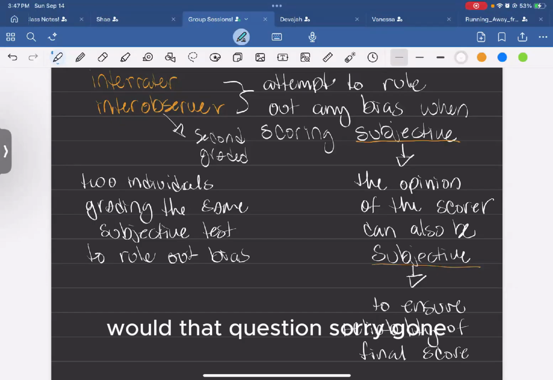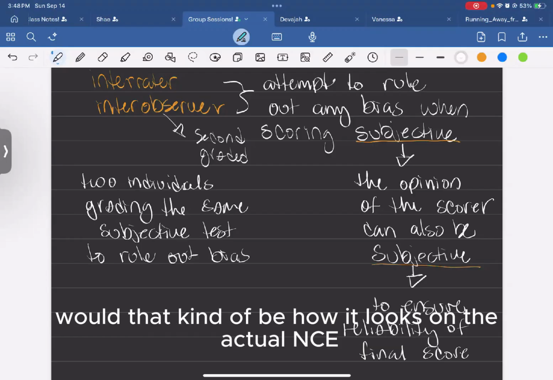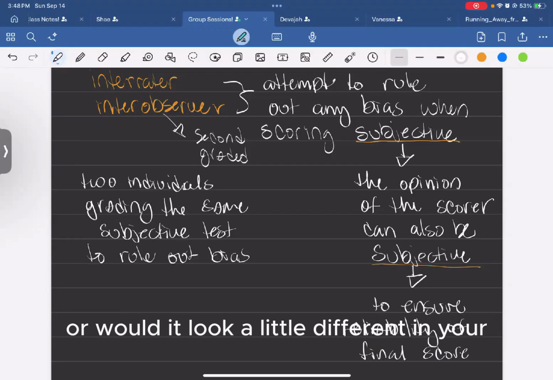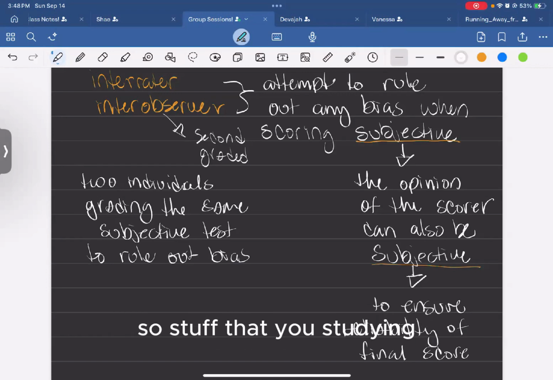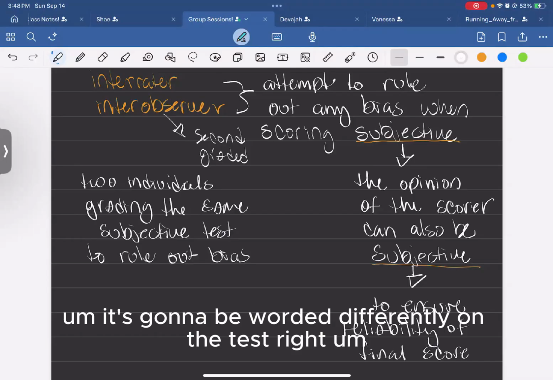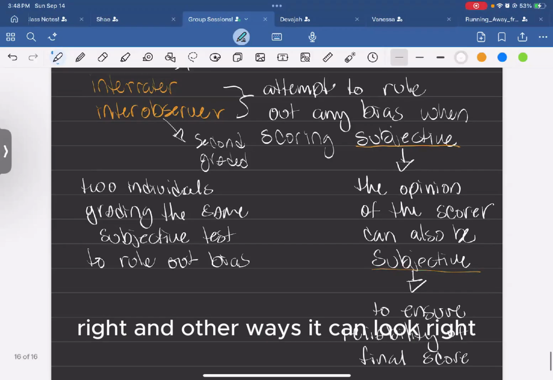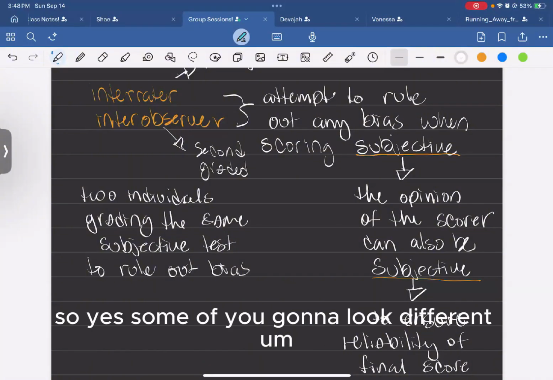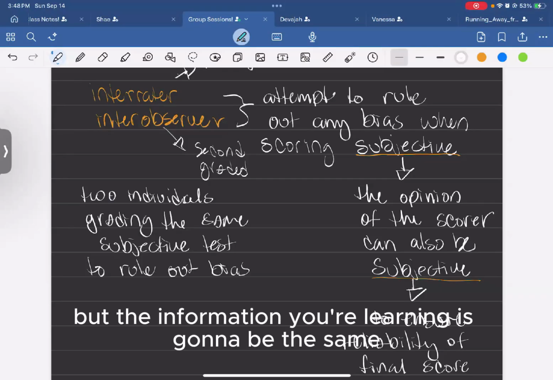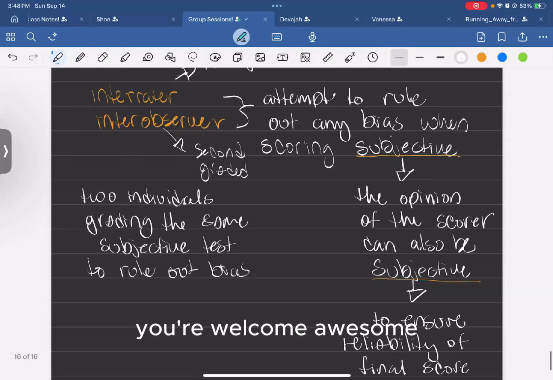Would the question we just answered be how it looks on the actual NCE, or would it look a little different in your experience? So I'm going to tell you, it's going to look different. Stuff that you're studying is going to be worded differently on the test. The idea is to understand the terms and other ways they can look. Even with this one, iterator and observer is checking for reliability of the scores. So it's definitely going to look different, but the information you're learning is going to be the same. Did I answer your question?